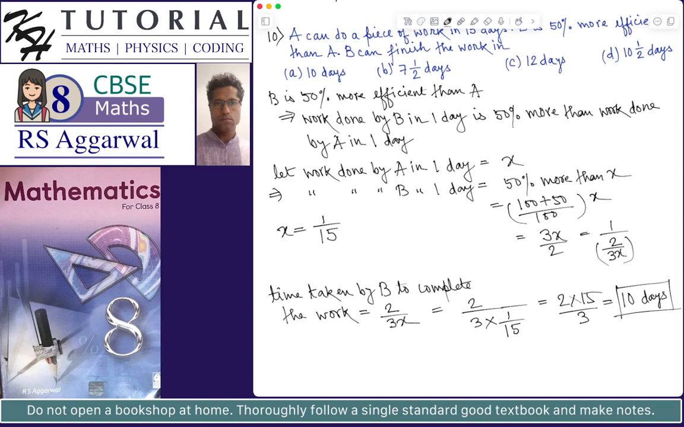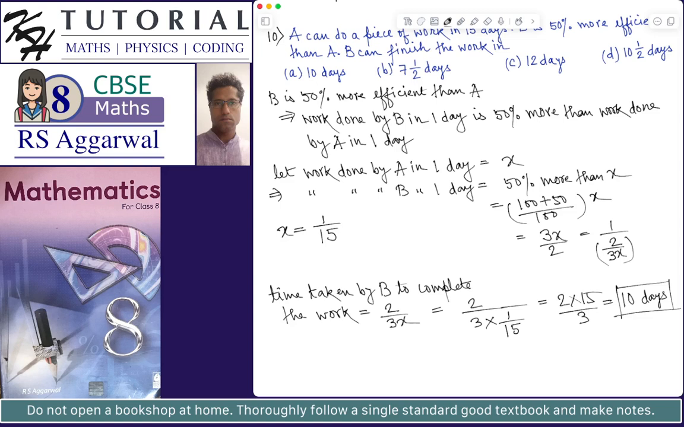B is 50% more efficient than A. This means that the work done by B in one day is 50% more than work done by A in one day. And we have assumed that the work done by A in one day is X. So the work done by B in one day is 50% more than X, which is 3x by 2, and we expressed 3x by 2 as 1 by 2 by 3x, so that we can find the time taken. So the time taken by B to complete the work will be 2 by 3x.